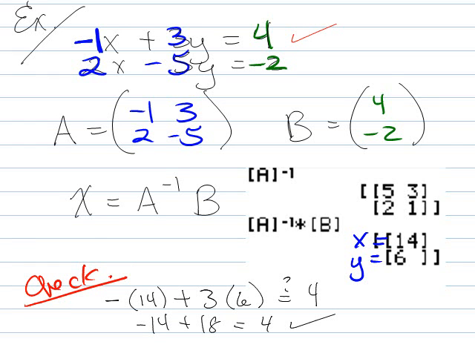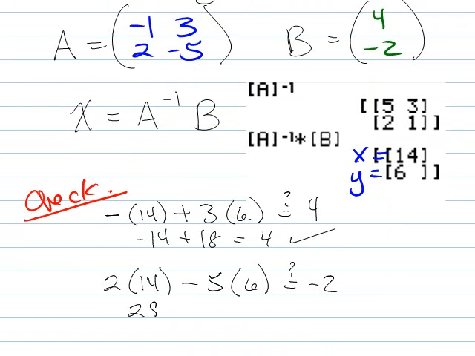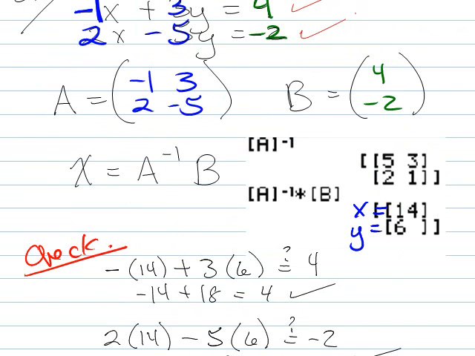And then I had 2x minus 5y, is that equal to negative 2? We got 28 minus 30, and that definitely equals negative 2. So that is the solution to that system of equations.